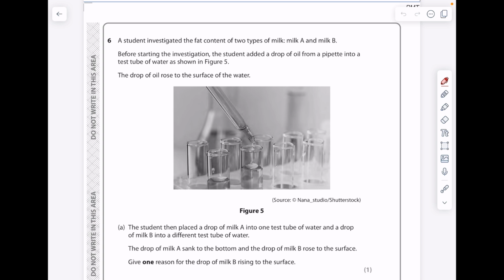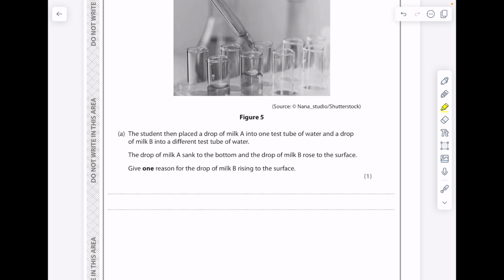A student investigated the fat content of 2 types of milk, milk A and milk B. Before starting the investigation, the student added a drop of oil from a pipette into a test tube of water. The drop of oil rose to the surface of the water. The student then placed a drop of milk A into one test tube of water and a drop of milk B into a different test tube. The drop of milk A sank to the bottom and the drop of milk B rose to the surface.